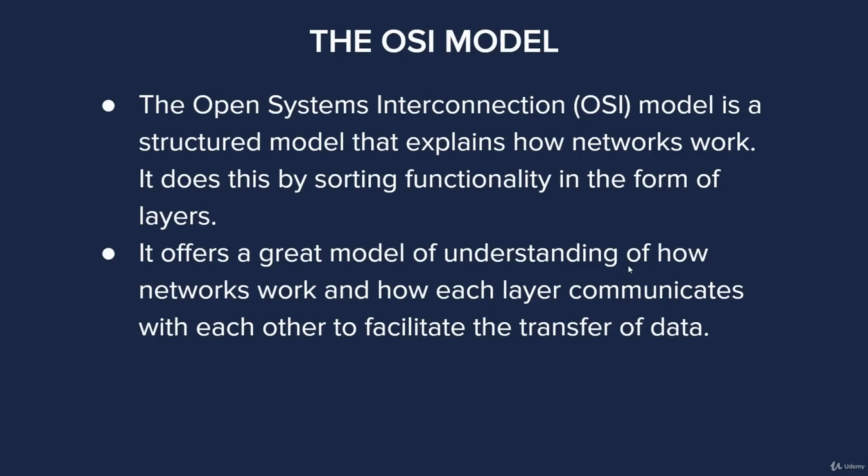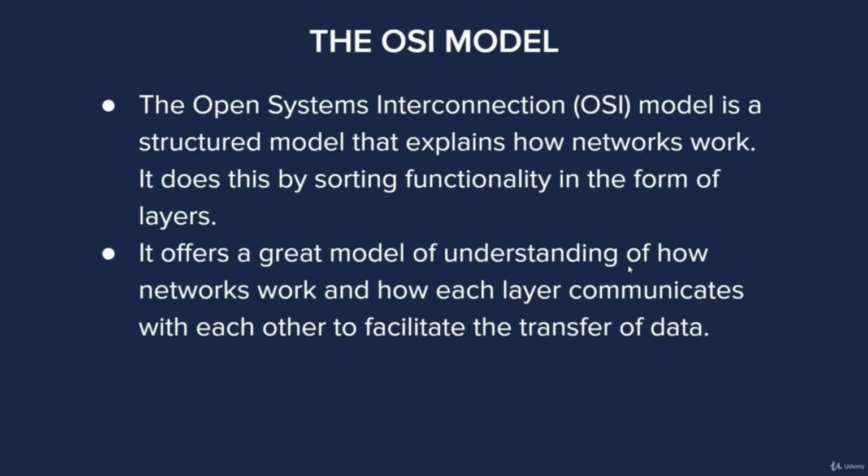And this is where the OSI model comes into play, right? The OSI model stands for the Open Systems Interconnection model. This is a structured model, or a way of understanding, that explains how networks work. But how does it do this? It does this by sorting out the functionality of networking in the form of layers, right? So it layers functionality and the means of data transfer. And this helps many people conceptualize and understand networking much more easily, right?